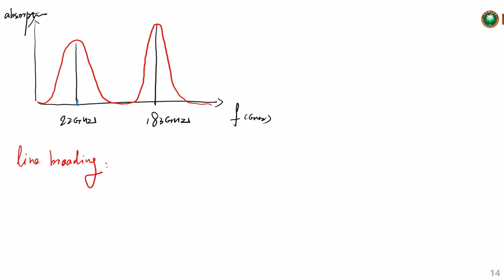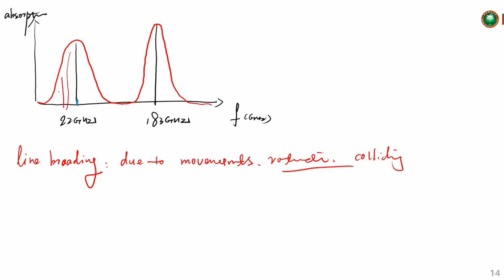Because, as we mentioned previously, the molecules are not static. They move due to movements and rotations, vibrations, and colliding, right? The molecules in air are also colliding, and this leads to some kinds of absorption lines here, here, here, here.